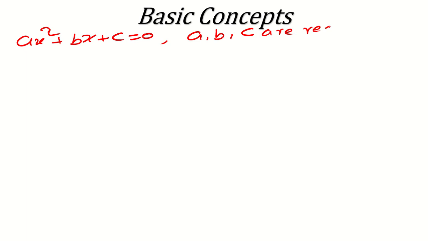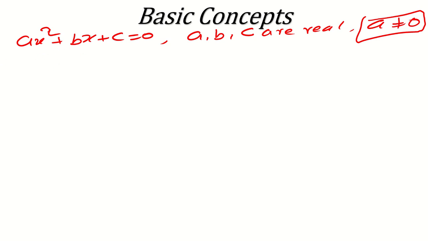A quadratic equation means the general equation ax square plus bx plus c is equal to 0, where a, b, c are real numbers and a is not equal to 0. Why can a not be equal to 0? Because if you put a equal to 0 here, then this term will vanish. Ax square will be finished, so it will become a linear equation. So if it has to be a quadratic equation, then the coefficient of x square should not be equal to 0.